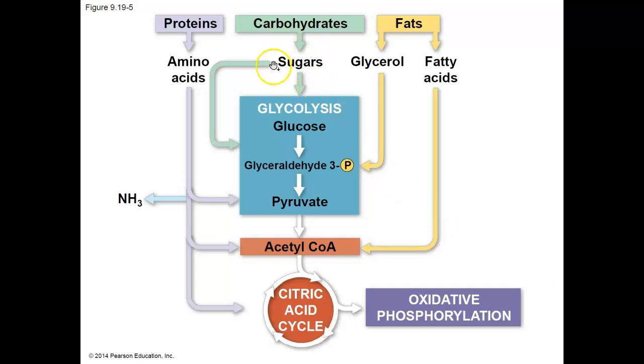Complex carbohydrates can be broken down into sugars and enter glycolysis directly. Proteins are broken down into amino acids and then enter cellular respiration at different stages, either as pyruvate, acetyl-CoA, or directly into the citric acid cycle. One waste product from this step is ammonia, NH3.